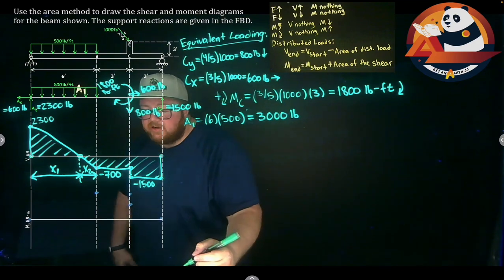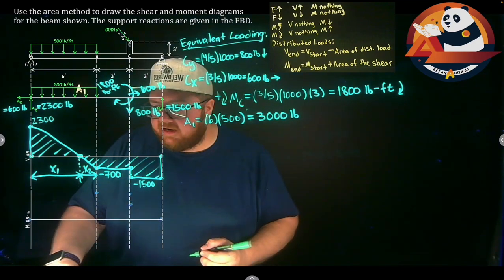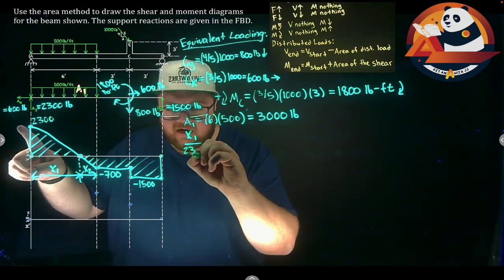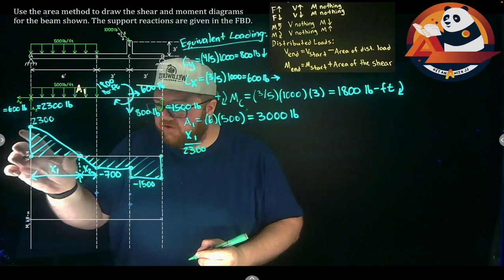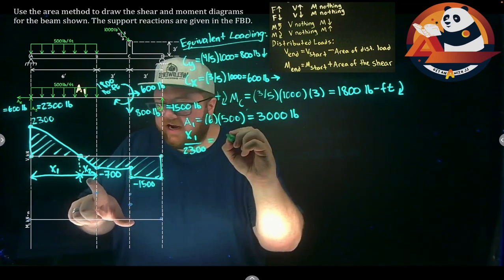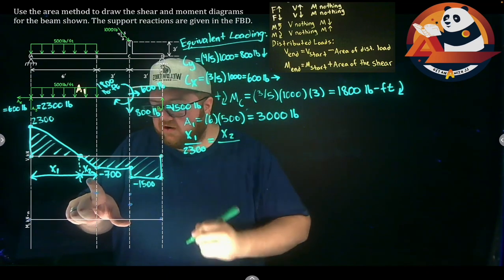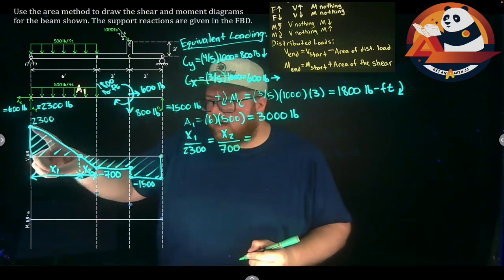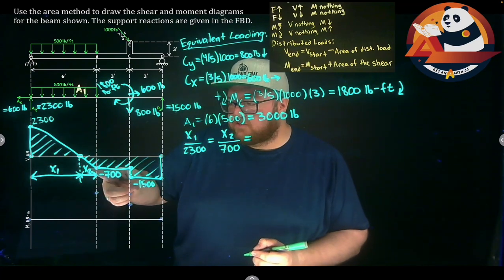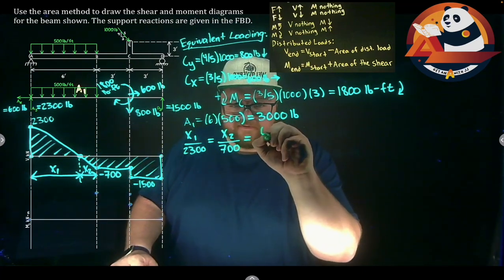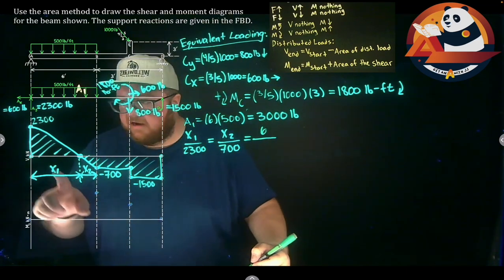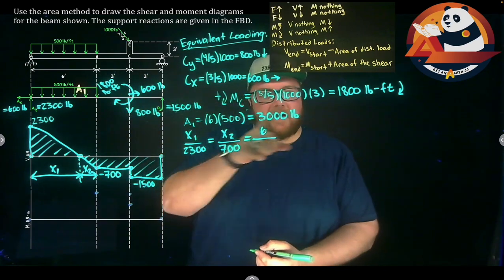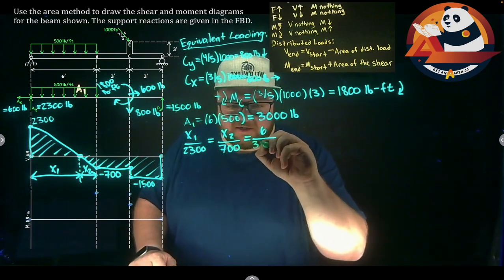And I can use proportional triangles to get those. My x1 over 2,300, my ratio of base to height in my first triangle, is my ratio of base to height in the second, x2 over 700, is my ratio of base to height in an entire triangle in here that goes x1 plus x2, well that's 6 feet, divided by my entire y, 2,300 plus 700, which is our area in here, 3,000.